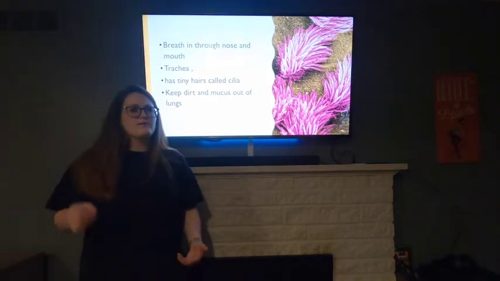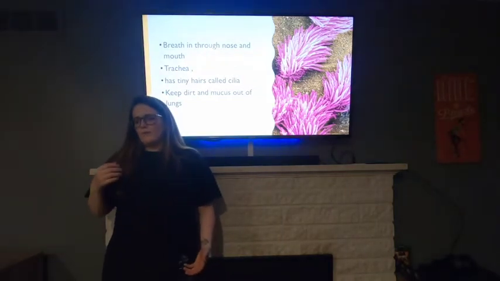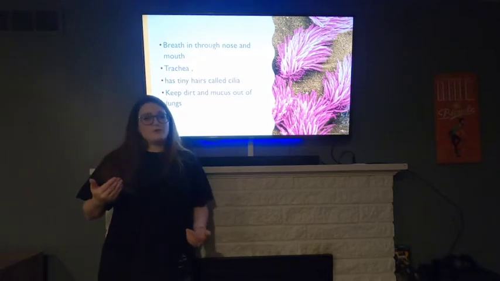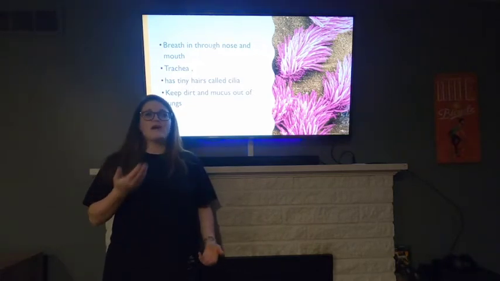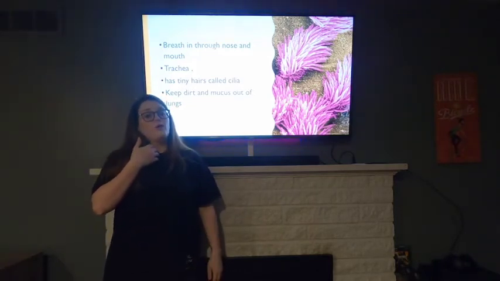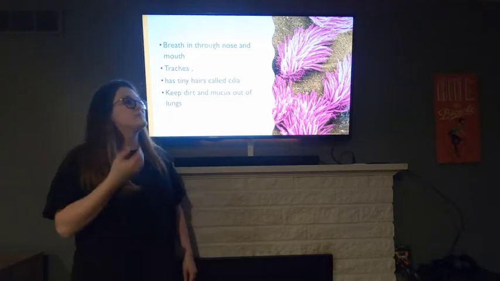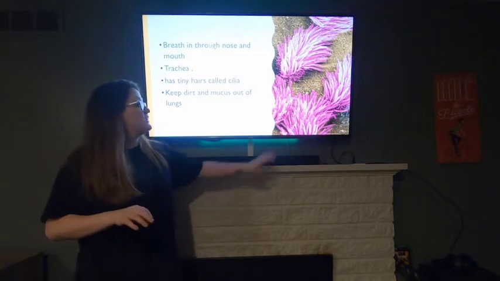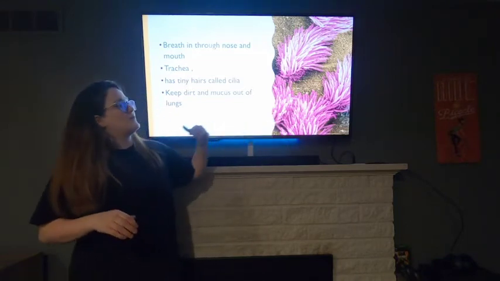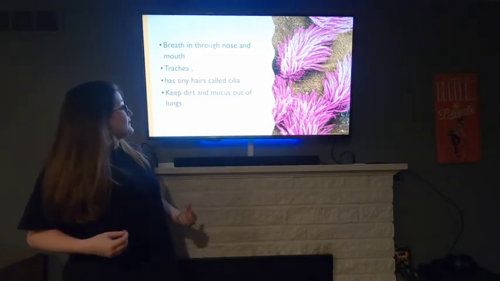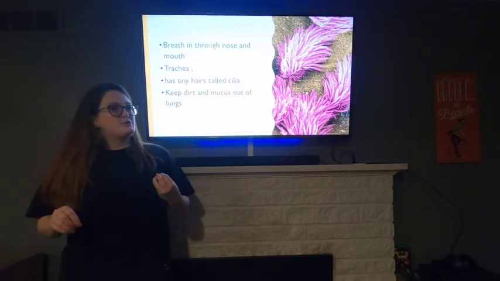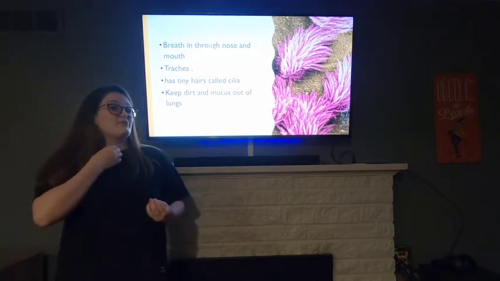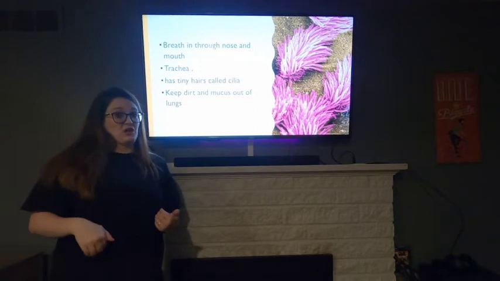So as we breathe in, you breathe in through your nose or your mouth, and then the air goes down your throat or your trachea. And in your trachea, you have small hair-like fibers, which is this picture here, called cilia. Cilia trap dirt and mucus and keep it from going down into your lungs.